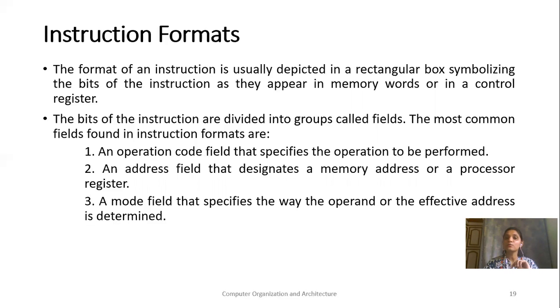And the third field is a mode field that specifies the way the operand or effective address is determined. For example, you have used indirect addressing. So in which mode have you represented your operand? In short, we can say first is your opcode, second is your operand, and third is the mode, which will determine how you will use your operand, whether your operand is an address, whether your operand is data, or whether your operand is an indirect address. That is represented by this mode field. So this will be your instruction format.